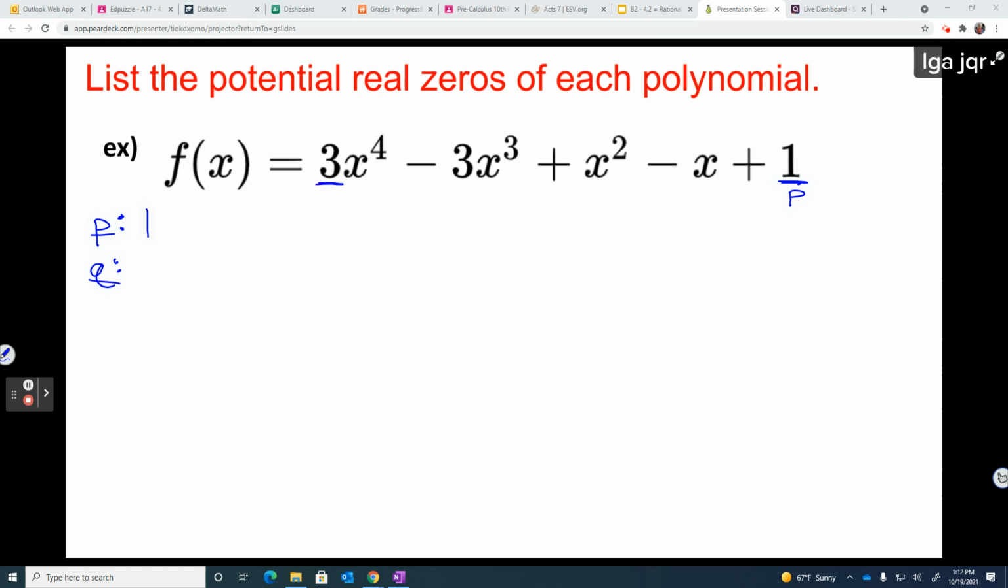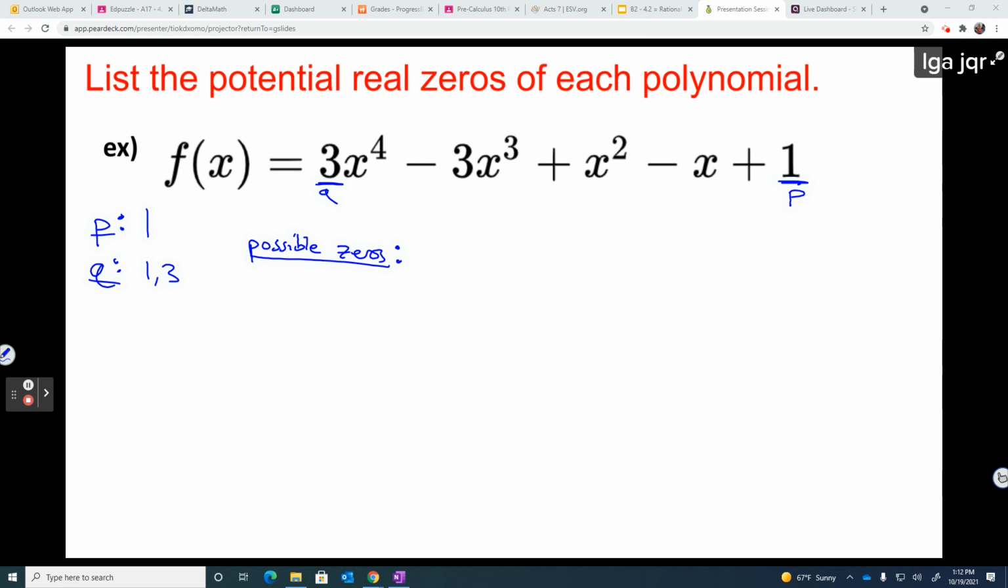All right, q are the factors of the leading coefficient. So what are the factors of 3? Only 1 and 3, right? So, no other way to get 3. So now we're just going to write our fractions here, if you will. So our possible real zeros are of the form plus or minus p over q.